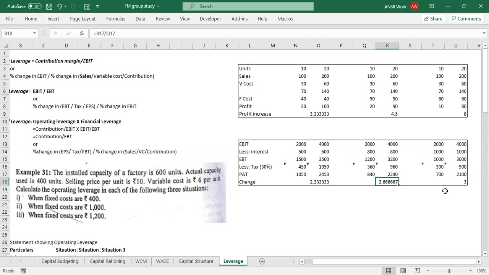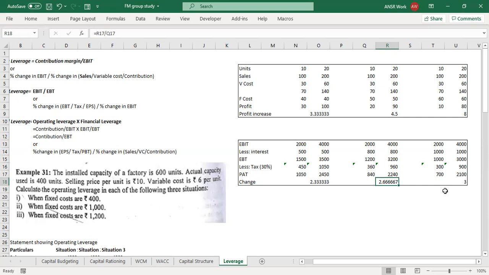Now that I have told you the formula of leverage, the logic to formula of leverage, can somebody tell me what should be the formula of leverage here? That should be PAT by EBIT. EBIT by PAT. Anybody else? Any idea? Sorry, EBT by PAT. Okay. Anyone else? 1 minute.